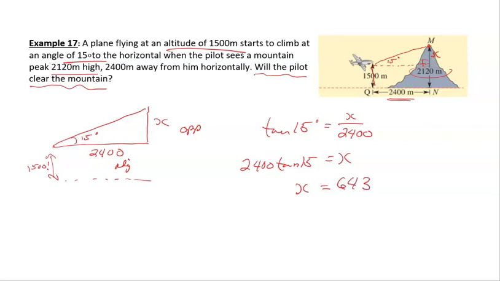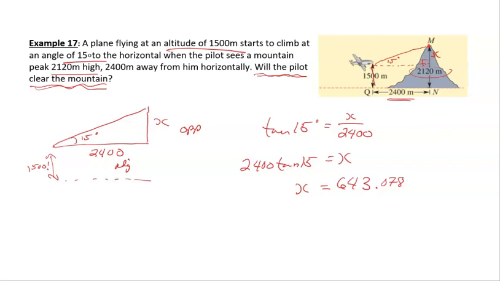643. Does it tell us to round anywhere? Well, it's 643.078, right? Well, let's look. So that's exactly what the number is, but that's not the answer to the question. The answer to the question is, will the pilot clear the mountain? Tune in next week. No. So we know that that x amount is 643 and change.